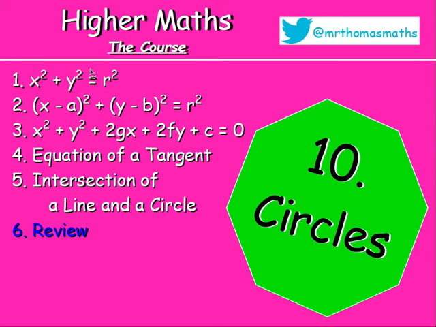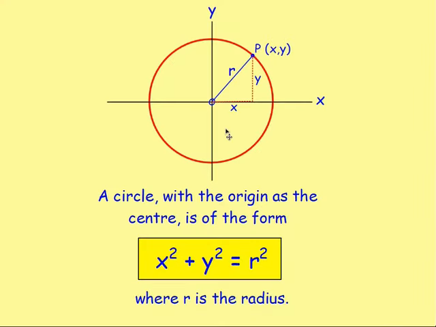So, we started off with x squared plus y squared equals r squared with lesson 1. Really, we've got a circle. The centre is the origin. And we've got a point P. Obviously, P has an x coordinate and a y coordinate, and if you draw a line from point P to the origin, to the centre, that will be your radius.